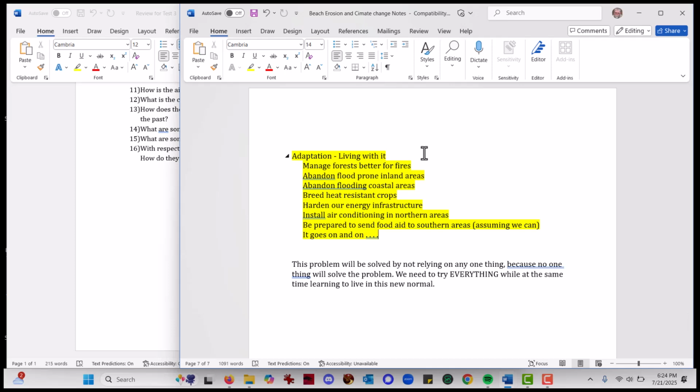Okay, and then adaptation, right? Adaptation is something we need to get better at, and I said this in class. We need to get better at this, right? Adaptation is living with it, living with it in an intelligent way, right? We need to manage forests better for fires. We need to really think about whether or not we want to be living in flood prone areas inland. You know, yeah, we really just do, right? We need to think about whether or not we want to keep living on beaches with the water rising the way it is. We need to be breeding heat resistant crops.